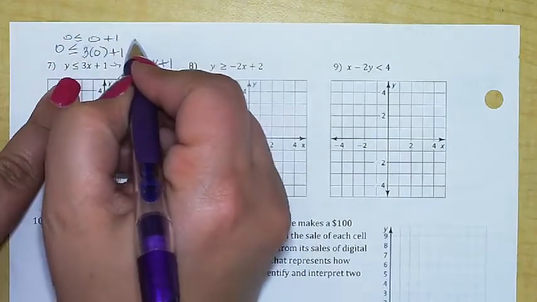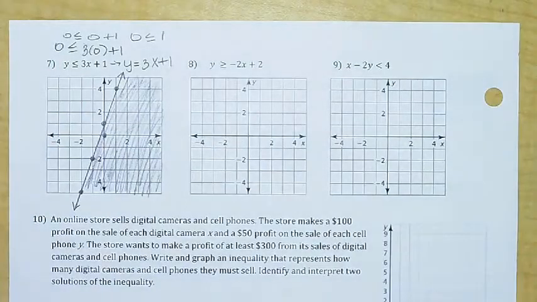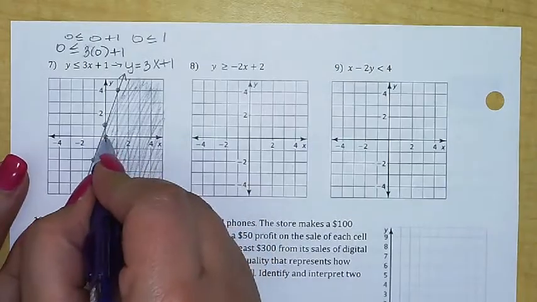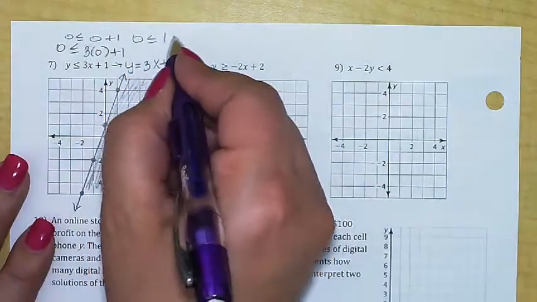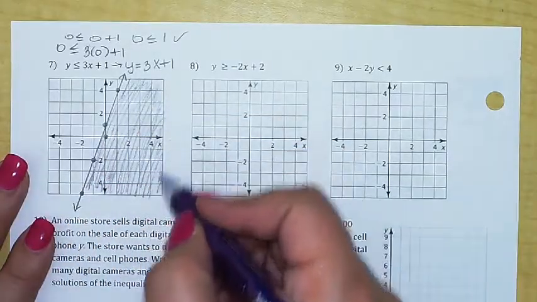And then 0 plus 1 is 1. So I get 0 is less than 1. Is that a true statement? Is 0 less than or equal to 1? Yes, it is. And the fact that the point that I picked here, I tested it and it worked, confirms that I shaded the correct region.